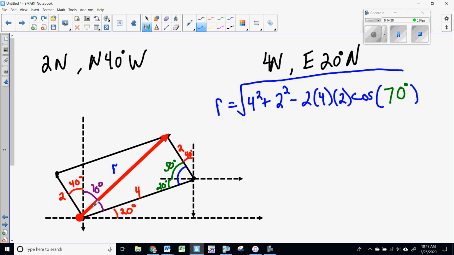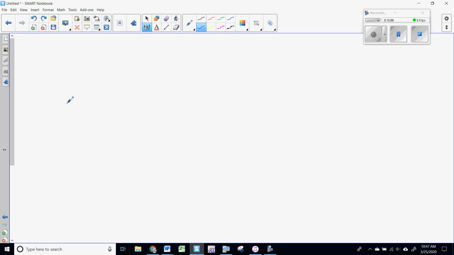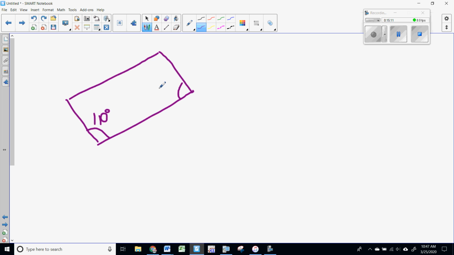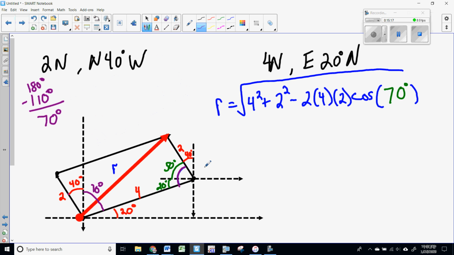So I know that this whole angle of this parallelogram here is 40 and 70, which is 110. And if I subtract that from 180, that will give me the whole angle over here of this parallelogram, which is 70. To help you see that, let me draw it over here for a second. Without our diagonal, our R, we have this picture here. If this whole angle here is 110, then I know this angle has to be 70. And that is what we have here with this parallelogram.